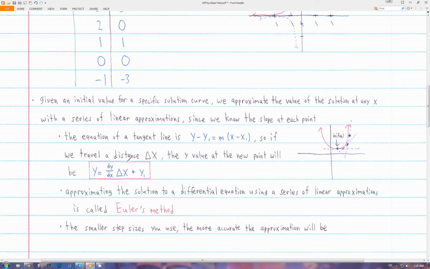So if we start at the initial value and travel a distance delta x, then we can predict the y value at the new point to be the derivative times the change in x, plus the initial y value. And this method to approximate the solution to differential equations using tangent lines is called Euler's method. And of course, the smaller step sizes we use, the more accurate the approximation will be.